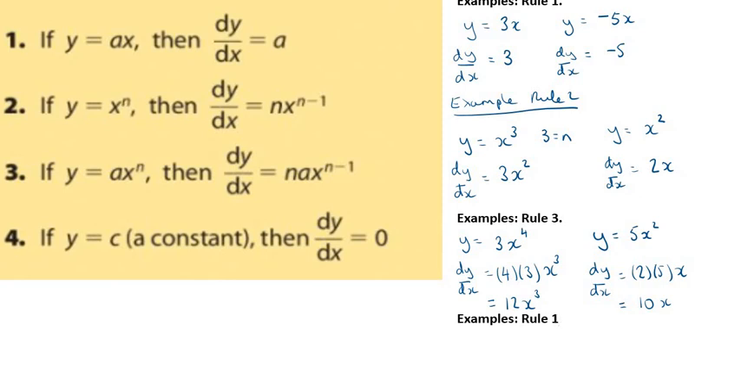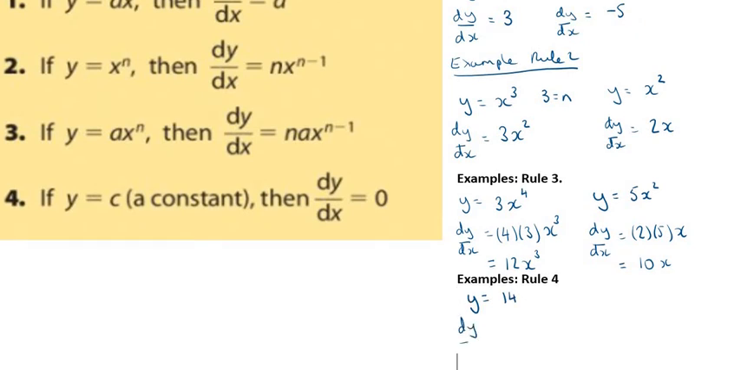If y is equal to a constant c, then dy dx is equal to 0. So an example would be y is equal to 14, dy over dx is equal to 0.